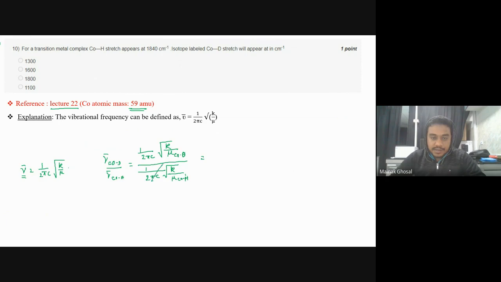So you can see this 1 by 2 pi c, 1 by 2 pi c we cancel out. So why am I not changing k? Because it was already mentioned that when you are using any isotope, the bond length will not change. Since the bond length will not change, there will be no change in the force constant. Okay, because force constant depends upon the bond length and bond strength also. So since this is not changing when we are experiencing this isotope, only mu will change.